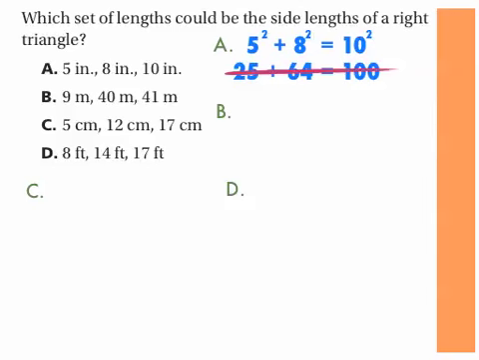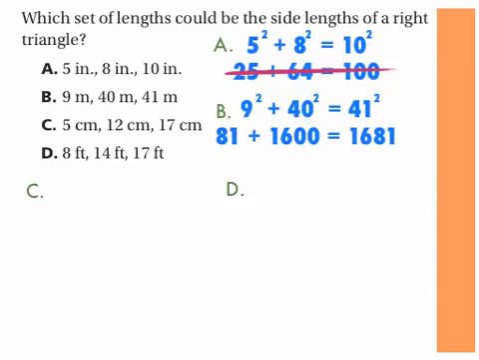B, we have 9 meters, 40 meters, and 41 meters. In this case, 41 would need to be the hypotenuse because it's the longest side, so we need to plug in 41 for C. So I would have 9 squared plus 40 squared equals 41 squared. Well, when I square all of those, I get 81 plus 1,600 equals 1,681. And that is clearly going to be true. Now, when you have a multiple choice question, go ahead and just make sure that you're happy with your answer B, because so far B does work and could be the side lengths of a right triangle.